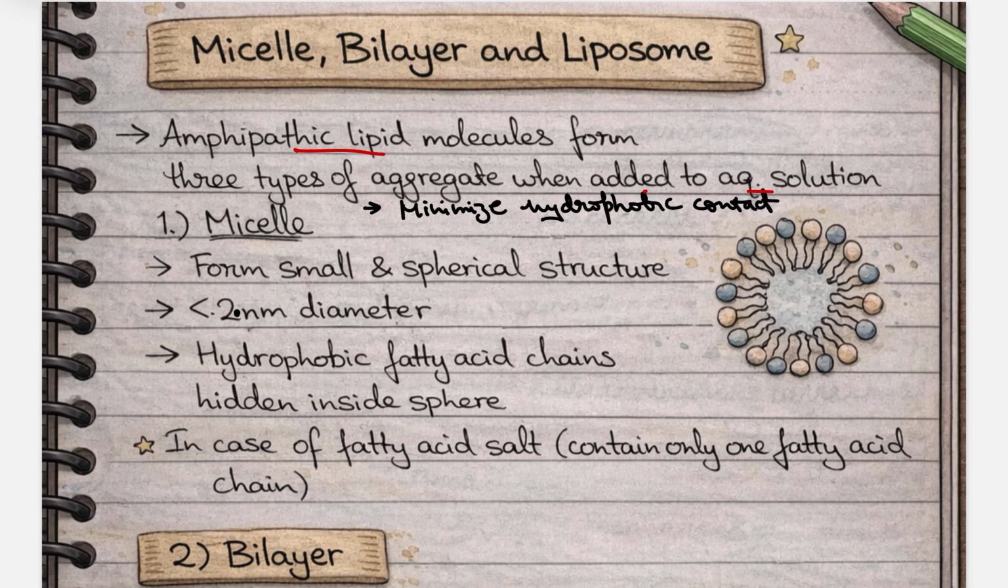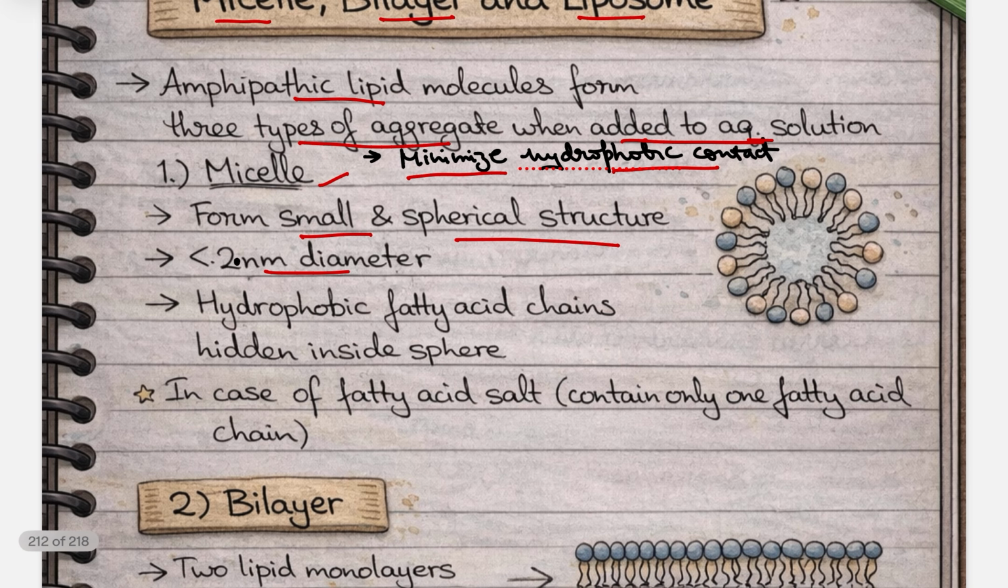So amphipathic lipid molecules form three types of aggregates or structures when added to aqueous solution in order to minimize hydrophobic contact. These three types of structures are micelle formation, bilayer and liposome. Micelles form small spherical structures, 20 nanometer in diameter, with hydrophobic fatty acid chains hidden inside the sphere and polar heads facing outward.